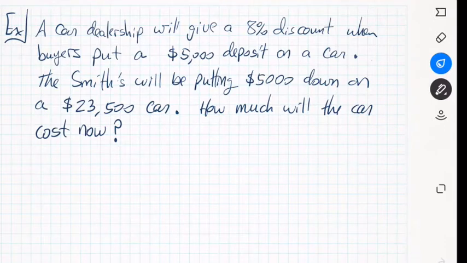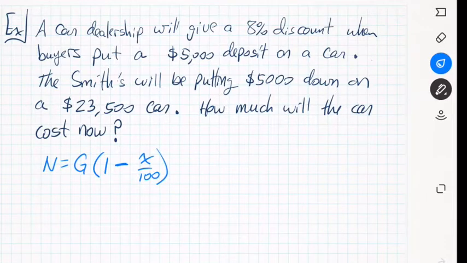And the car costs $23,500. So what they want to know is how much will the car cost after the 8% discount. So we're going to use the discount formula, which is new is equal to the old, G, times (1 minus, because it's a discount, x over 100).